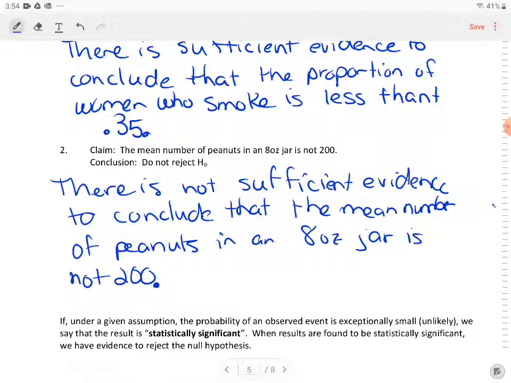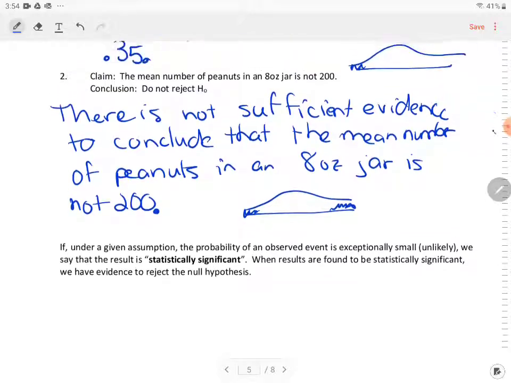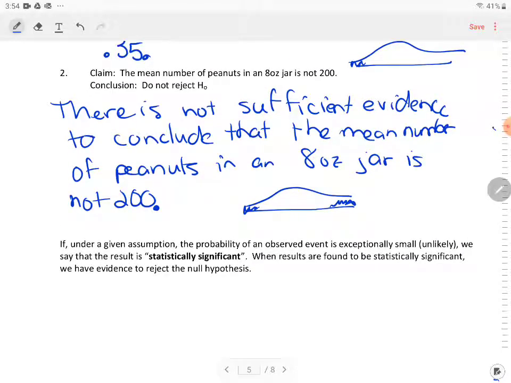So the picture would look like this on the first one, where the proportion is less than. So we would draw and shade to the left. And the "not" is a not equal to, so the "not" gives us, in the original statement, a two-tailed test. If under a given assumption, the probability of an observed event is exceptionally small, which is unlikely, we say that the result is statistically significant. When results are found to be statistically significant, we have evidence to reject the null hypothesis. So we're going to look at that in a little bit, okay?